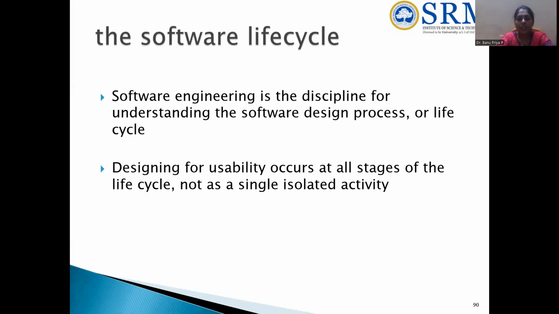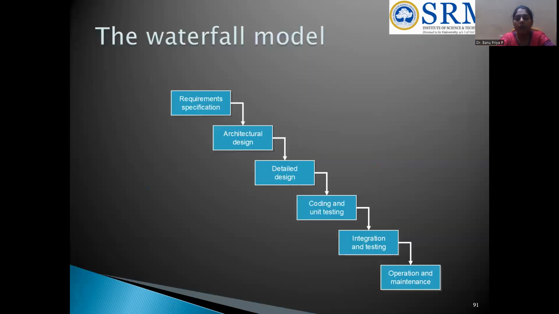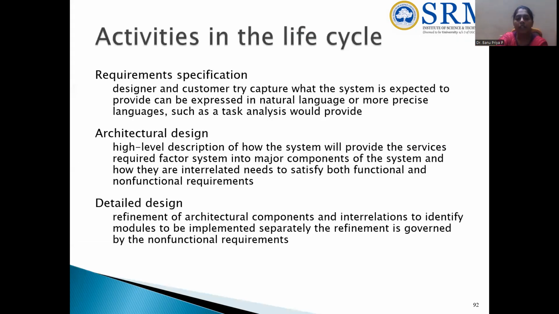Software engineering is the discipline for understanding the software design process or the life cycle. Designing for usability is very important in HCI. The waterfall model here shows the usability to be maximum. Initially, you start with the requirements, you slowly design, you even do a detailed design. Finally, the coding is done, integration and testing is done. The maintenance of the model is done at the last stage.